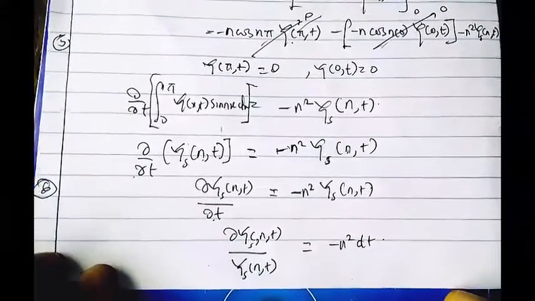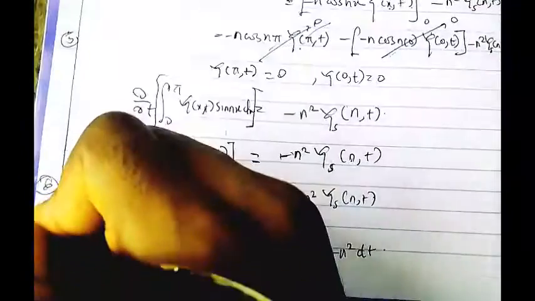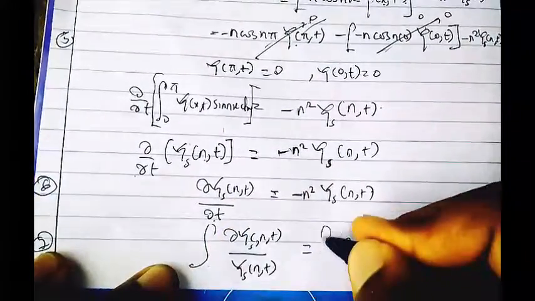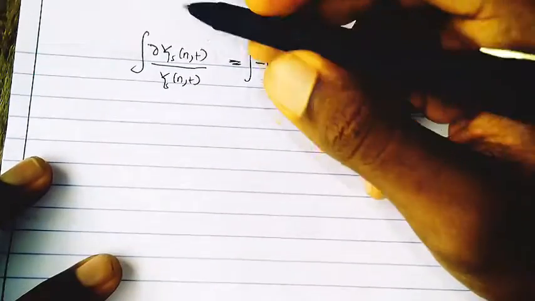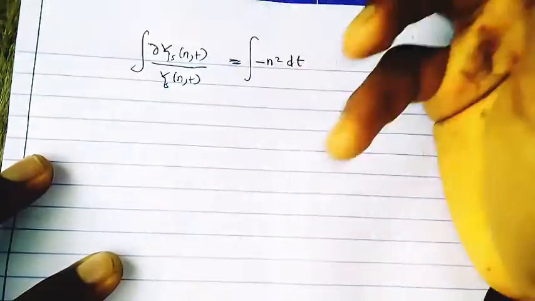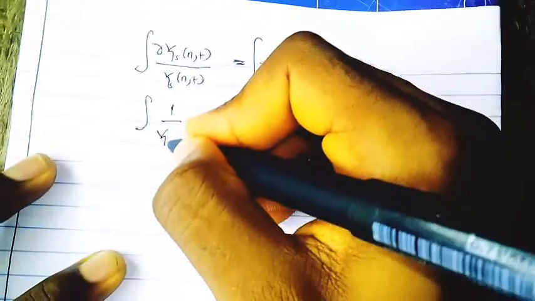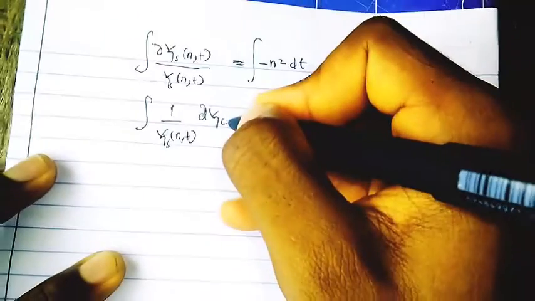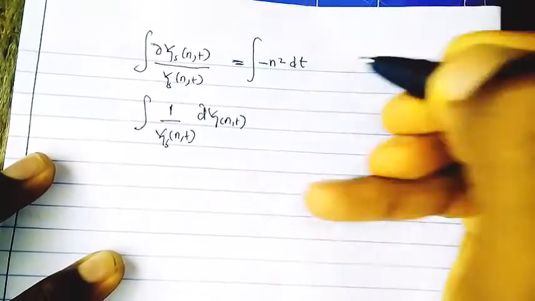What's left for me now is to integrate both sides. I call this my step 7. So integrating both sides, now this is dy, which is a function of n and t, divided by y, which is a function of n and t. Let me just rearrange this one. So this is the integral of 1 over y, which is a function of n and t, dy.